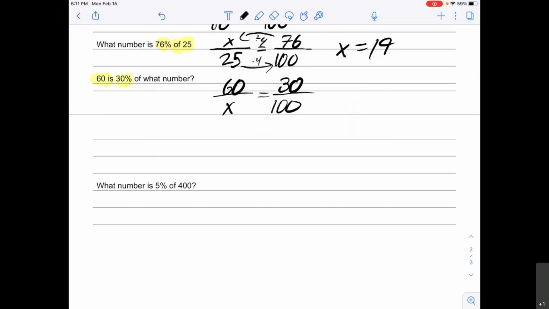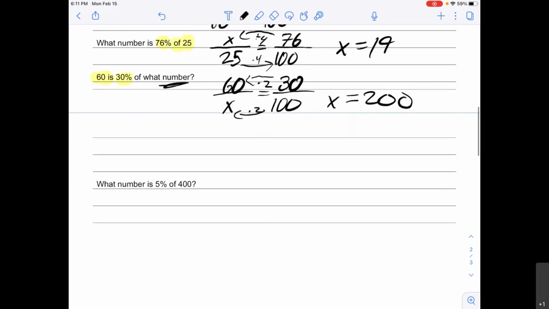Again, as always, when we solve proportions, I look for a relationship. I see that I can go times 2. 30 times 2 is 60. So 100 times 2 will be my x. That gives 200. And if you're wondering why are these not percents, well, because it's a number this time, not a percent.